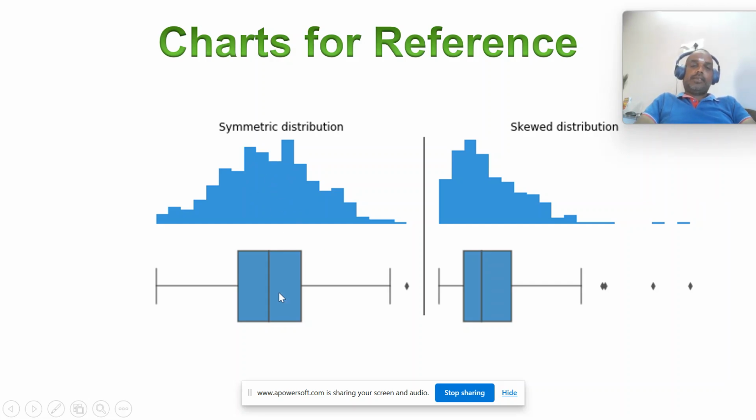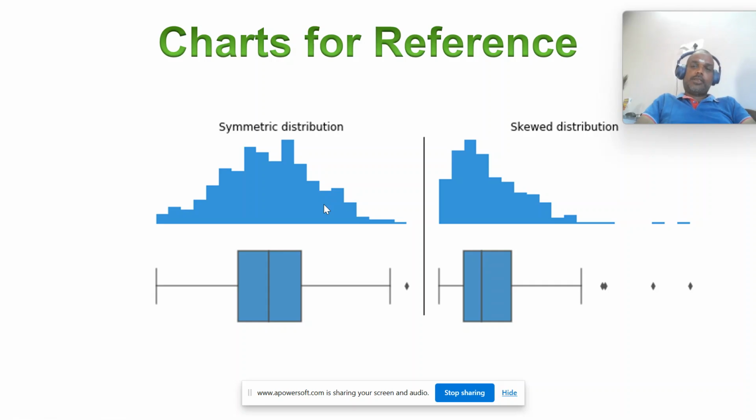Here, this is a box plot. What comparison can we do? When you go with the histogram, both are numeric representations. With the histogram, you can't find the central value, the median, as well as the outliers, right?